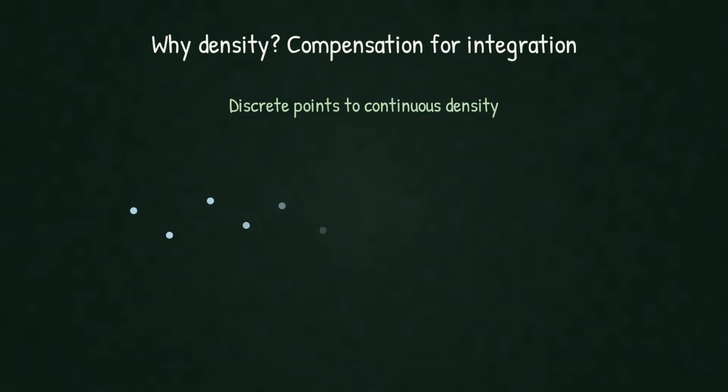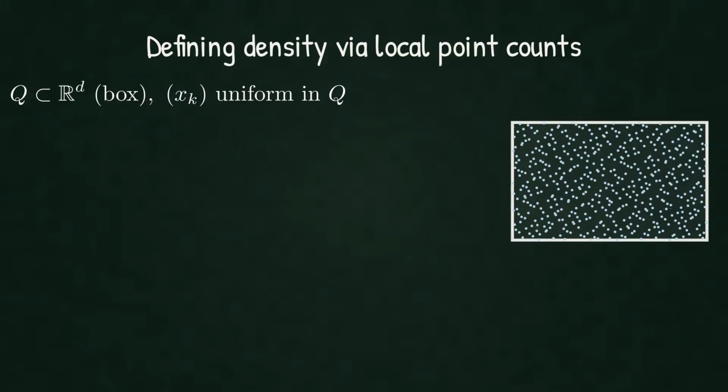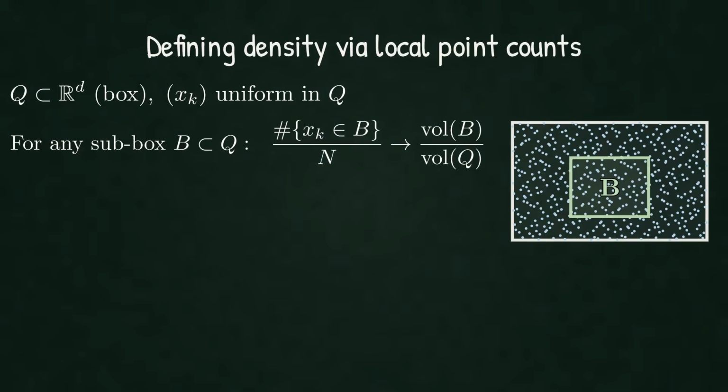But a sequence is just countably many discrete points. How can we define density for something discrete? By averaging over many points, then shrinking neighborhoods. From the discrete sequence, we extract a continuous density function. Let's make this precise. Take a uniformly distributed sequence in a box Q. For any subbox B, the fraction of points in B approaches the volume of B over the volume of Q, as we include more and more terms.